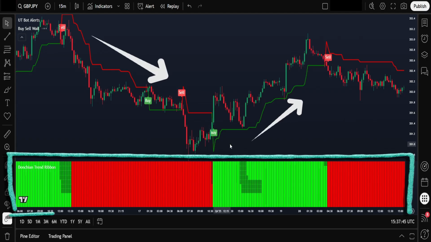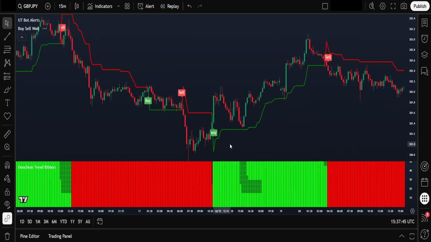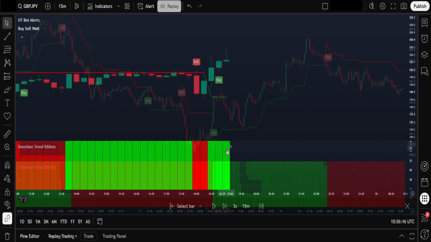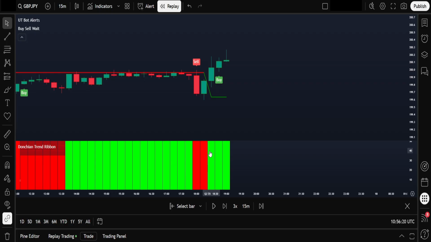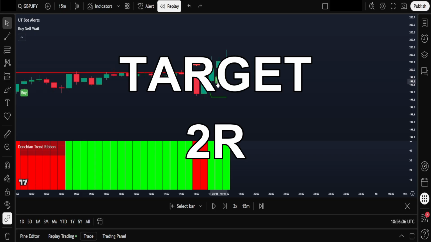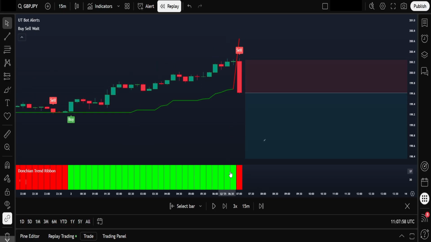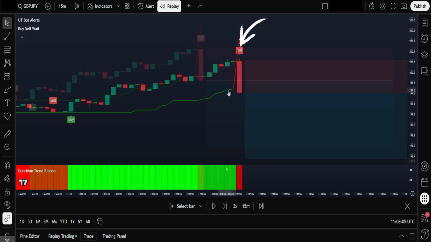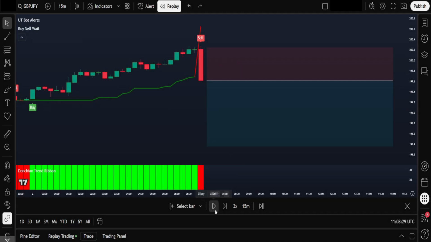Final recap. Donchian Trend Ribbon sets short-term direction. Trend CI confirms internal pressure. UT bot alerts provides the first actionable entry. For longs, require ribbon green, trend CI green, and the first UT bot buy while both are still green. Enter at the next candle open, stop below the nearest swing low, target 2R. For shorts, require ribbon red, trend CI red, and the first UT bot sell while both are still red. Enter at the next candle open, stop above the nearest swing high, target 2R.